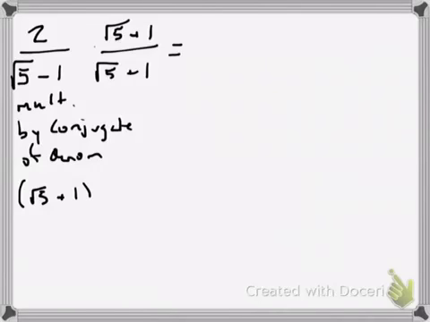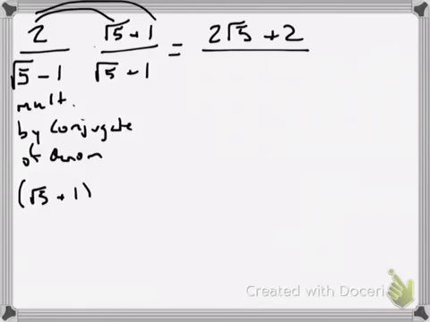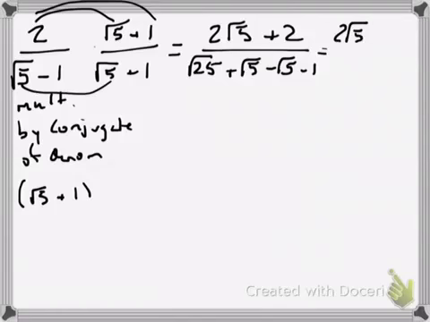Okay? So when we do our numerator, we distribute the 2 into both terms. We get 2 root 5 plus 2. When we do our denominator, we FOIL. So first is root 25. Outer is positive root 5. Inner is negative root 5. And last is negative 1. Okay, the top I can't do much with, so I'll just carry it through. The bottom I can. So the root 25 becomes a 5.